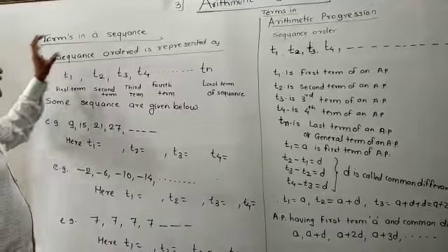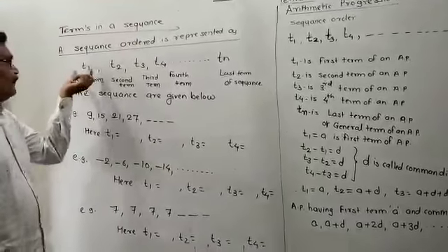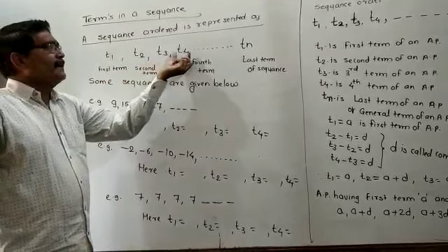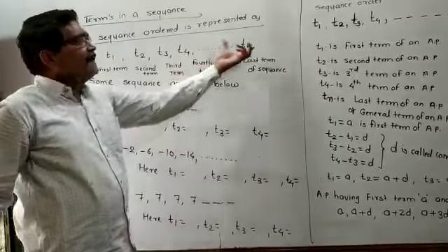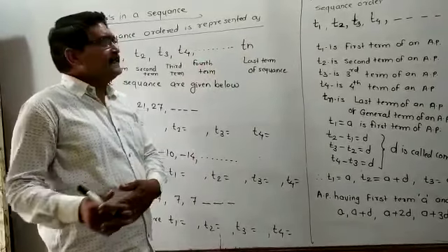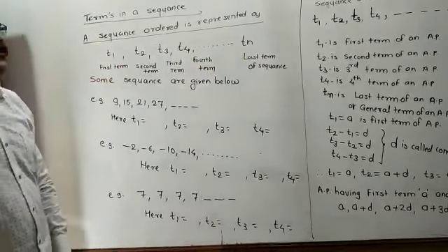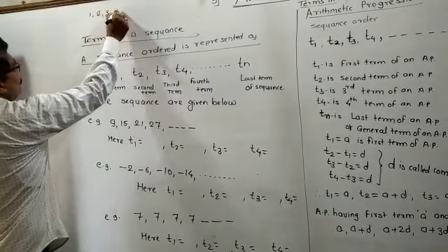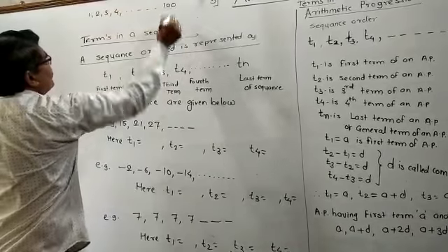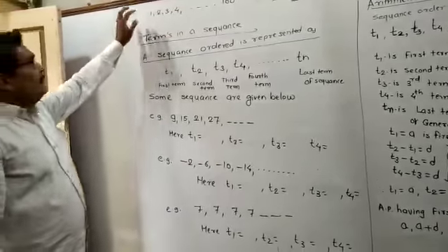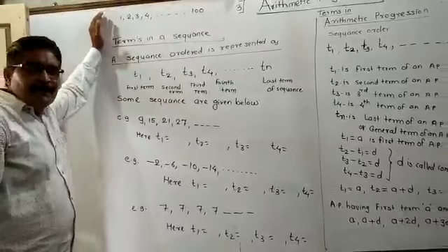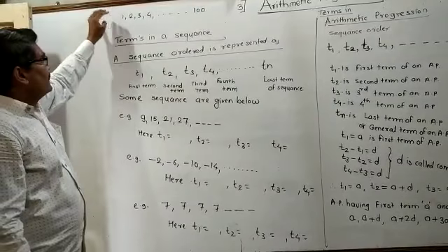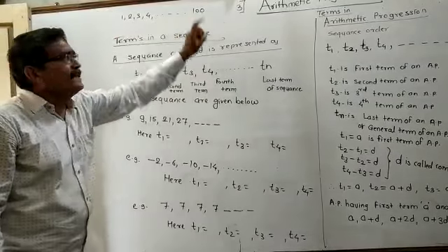A sequence order is represented like this: T1, T2, T3, T4, dash, Tn. If you write the natural numbers between 1 to 100, I will write them like this: 1, 2, 3, 4, dash, 100. Everybody understand? If I want to write the set of natural numbers from 1 to 100, I will write like this: 1, 2, 3, 4, dash, 100.